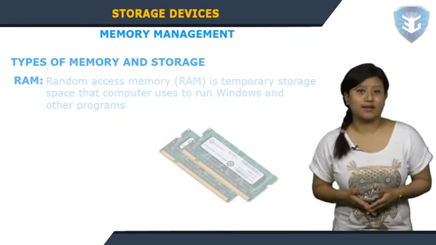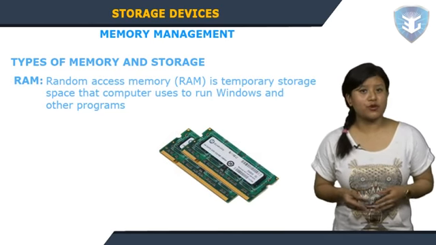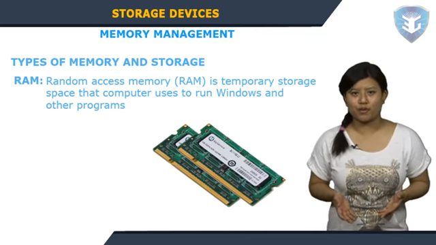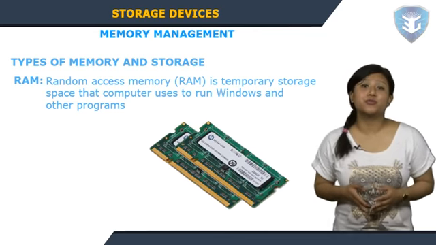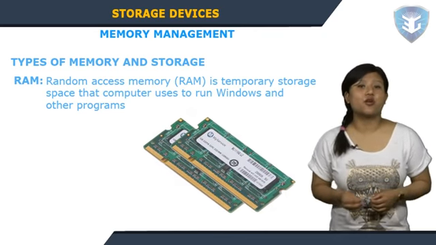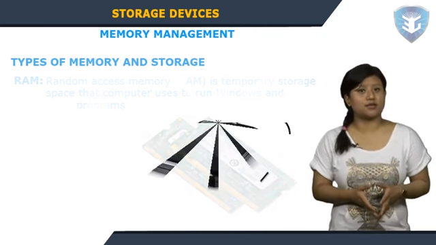RAM, or random access memory. Random access memory is temporary storage space that the computer uses to run Windows and other programs. RAM is not used for storage when the computer is turned off. It is different from disk space, which is the amount of storage space available on the computer's hard disk.